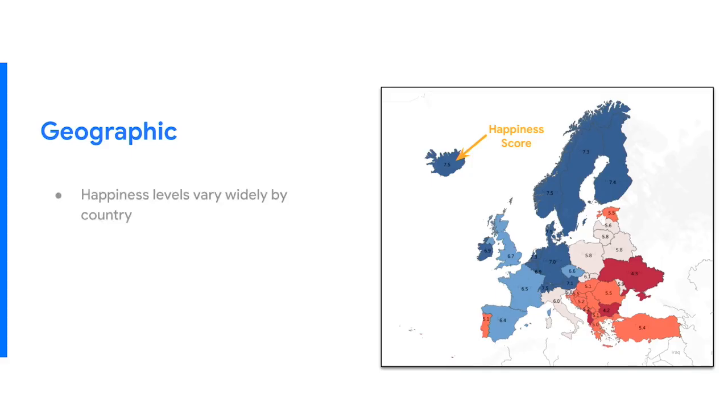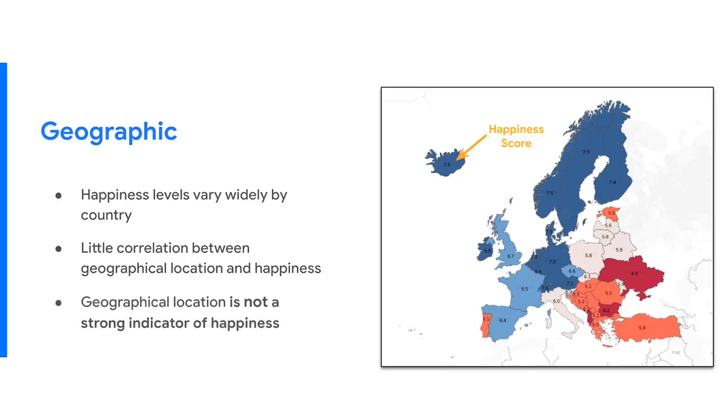After I introduce the visual, I can now dive into the analysis. So we have our first bullet point: happiness levels vary widely by country. With this, as it appears, my speaker notes can be something along the lines of, however, as high and low scores are spread sporadically throughout the map, there is little correlation that we find between geographical location and happiness. Finally, we concluded that the geographical location alone was not a strong indicator of happiness.